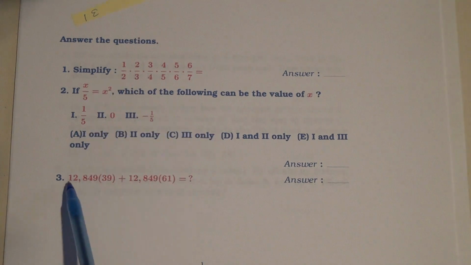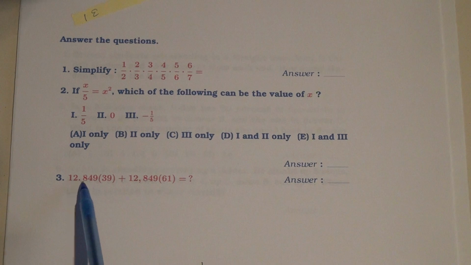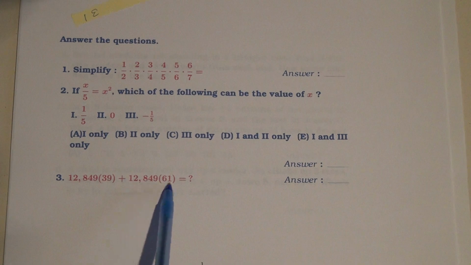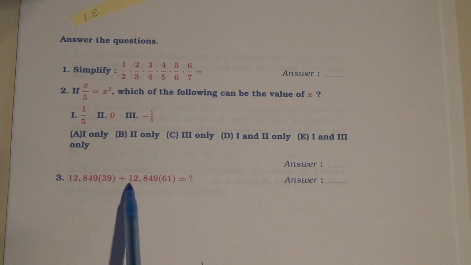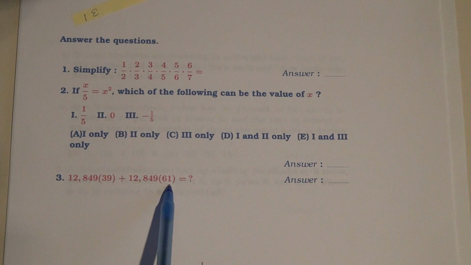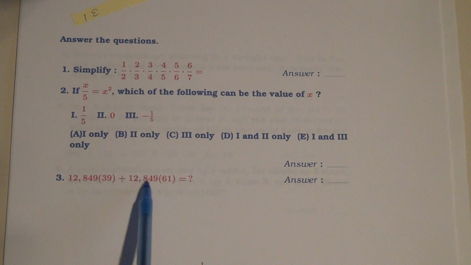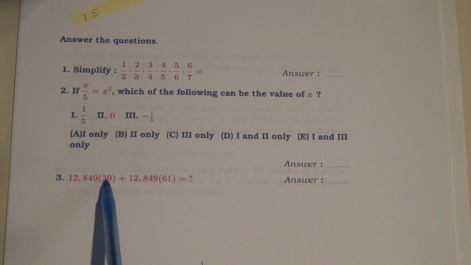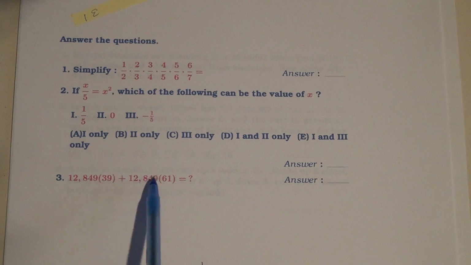Now, number 3, 12,849 times 39, and then 12,849 times 61. If you take out 12,849, you have inside the parentheses 39 plus 61, which is 100. So 39 and 61 make 100, and then you factor out. 12,849 times 100. That is the answer.